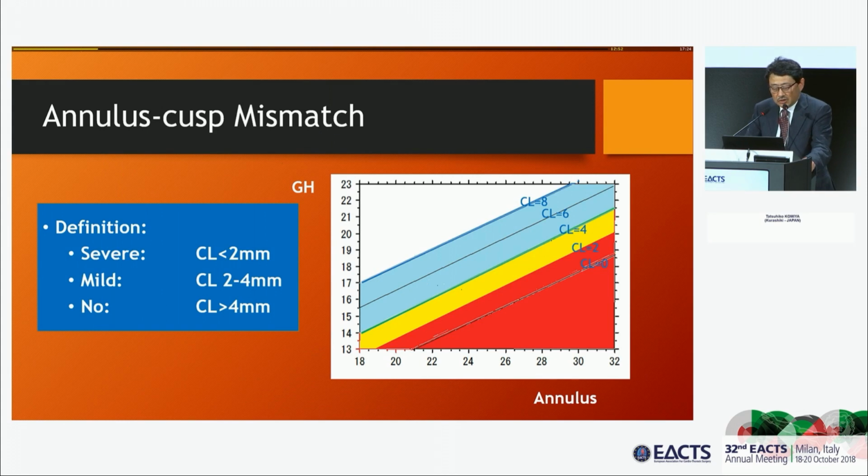Using this predicted coaptation length, the patients were categorized into 3 groups. Severe annulus-cusp mismatch signifies coaptation length less than 2 millimeters. Mild annulus-cusp mismatch means coaptation length ranging from 2 to 4 millimeters. There is no mismatch when the coaptation length is over 4 millimeters.